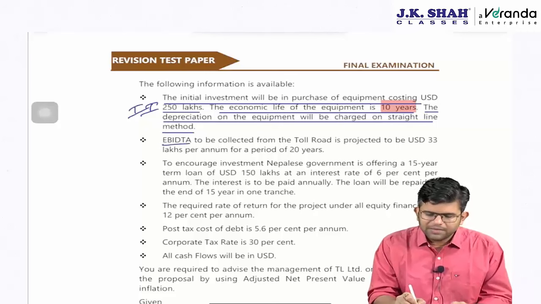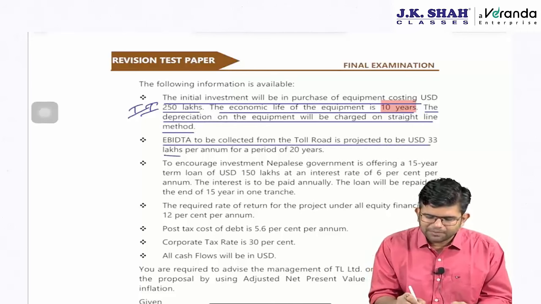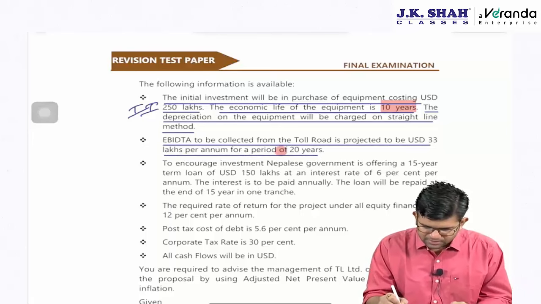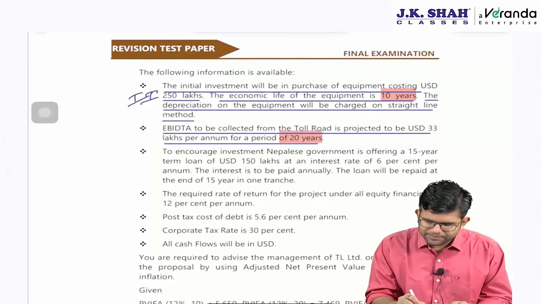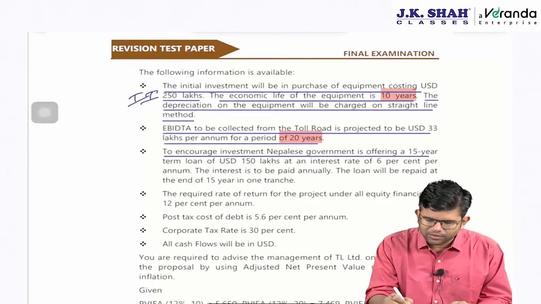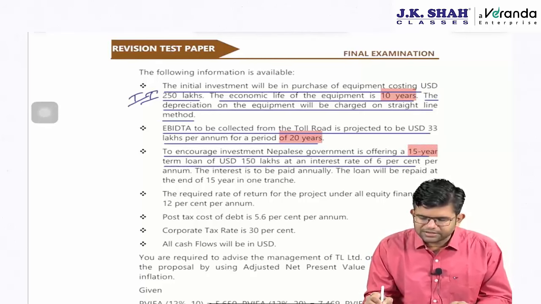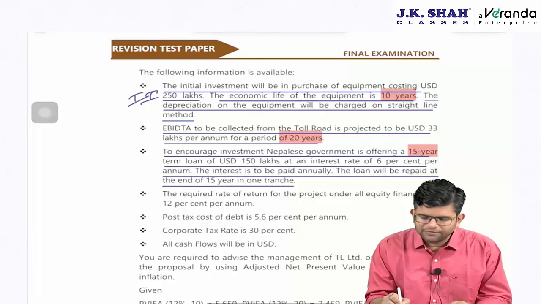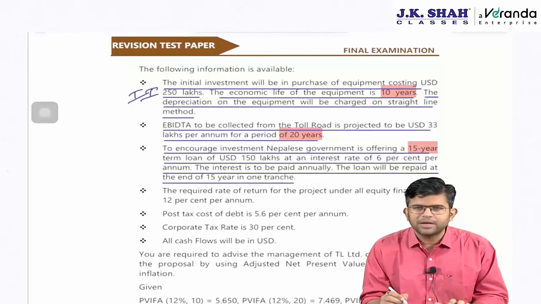Very good. EBITDA, which means earnings before interest, depreciation, tax and amortization, is 33 lakh per annum for a period of 20 years. Now, to encourage investment, the Nepalese government is offering a 15-year term loan of $150 lakh at an interest rate of 6% per annum, interest to be paid annually. The loan will be repaid at the end of 15 years in one tranche, which means you keep paying interest every year, with no principal repayment for 15 years.